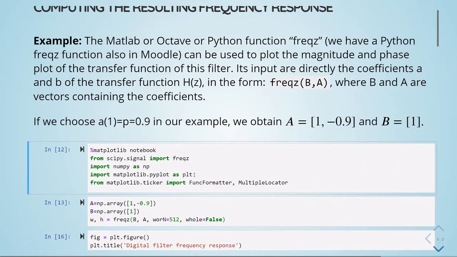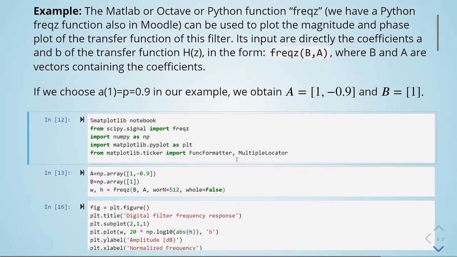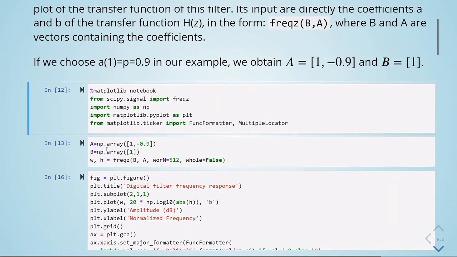So here we are importing our functions. We will use freqz from SciPy signal. We use matplotlib to plot, and we use NumPy to handle arrays. So we're just defining here the arrays that we said here. This is a and b, and here we are calling the freqz. We're giving as arguments the b vector and the a vector.